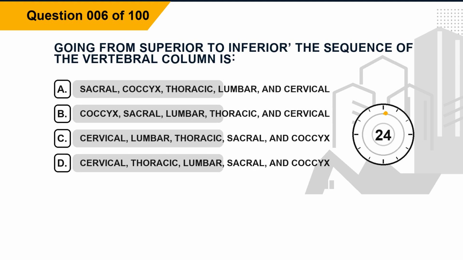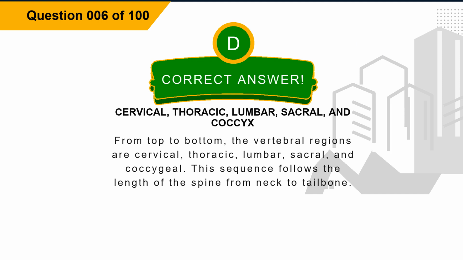Question 6. Going from superior to inferior, the sequence of the vertebral column is option A, sacral, coccyx, thoracic, lumbar, and cervical. Option B, coccyx, sacral, lumbar, thoracic, and cervical. Option C, cervical, lumbar, thoracic, sacral, and coccyx. Option D, cervical, thoracic, lumbar, sacral, and coccyx. The correct answer is option D, cervical, thoracic, lumbar, sacral, and coccyx.